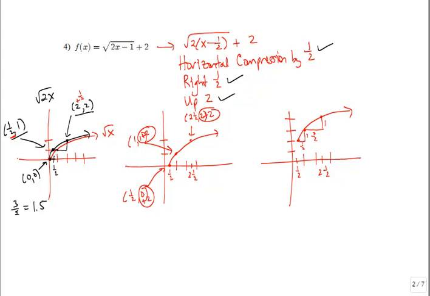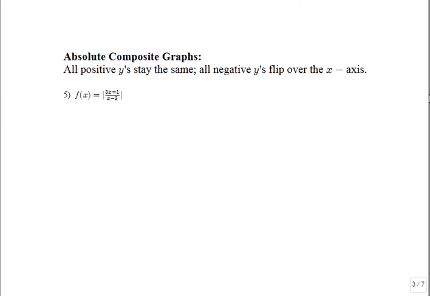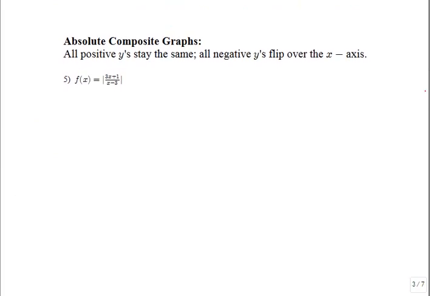Okay, so those horizontal compressions are pretty tricky to do. Okay, let's take a look at absolute composite graphs. So now what we're going to be doing is looking at some graphs and taking the absolute value of them. So we want to think about what an absolute value will do to a number. We know that absolute value turns things positive. So if you are already positive to begin with, then you're going to stay the same. If you're negative to begin with, then you're going to become positive by flipping over the x-axis.